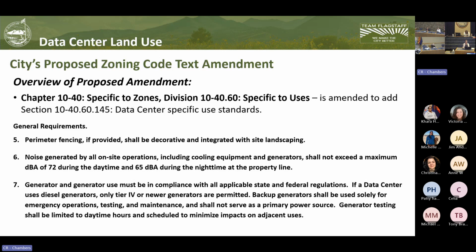Noise generated by all on-site operations, including cooling equipment and generators, shall not exceed a maximum of 72 dBA during the daytime and 65 dBA during the nighttime at the property line. Generators and generator use must be in compliance with all applicable state and federal regulations. If a data center uses diesel generators, only Tier 4 or newer generators are permitted. Backup generators shall be used solely for emergency operations, testing, and maintenance, and shall not serve as a primary power source. Generator testing shall be limited to daytime hours and scheduled to minimize impacts on adjacent uses.